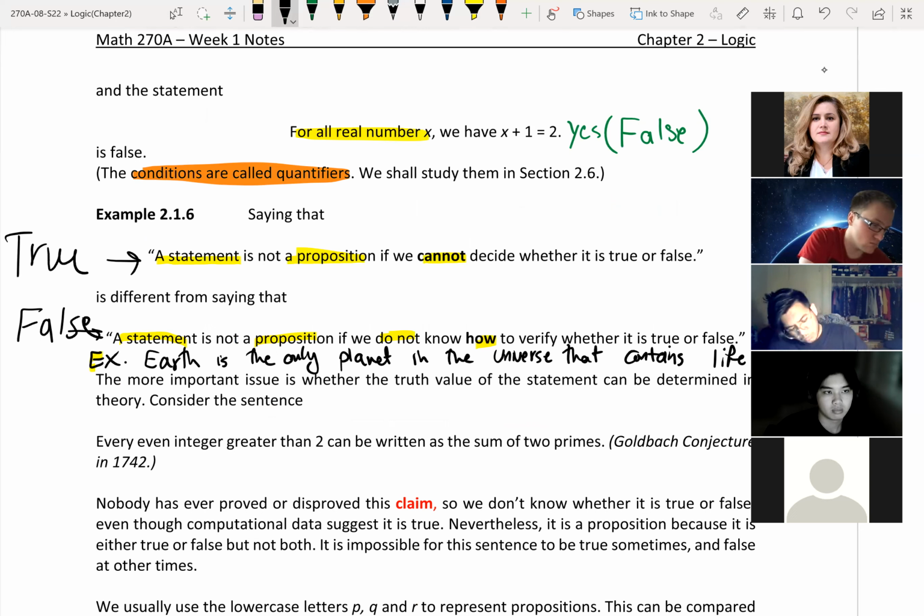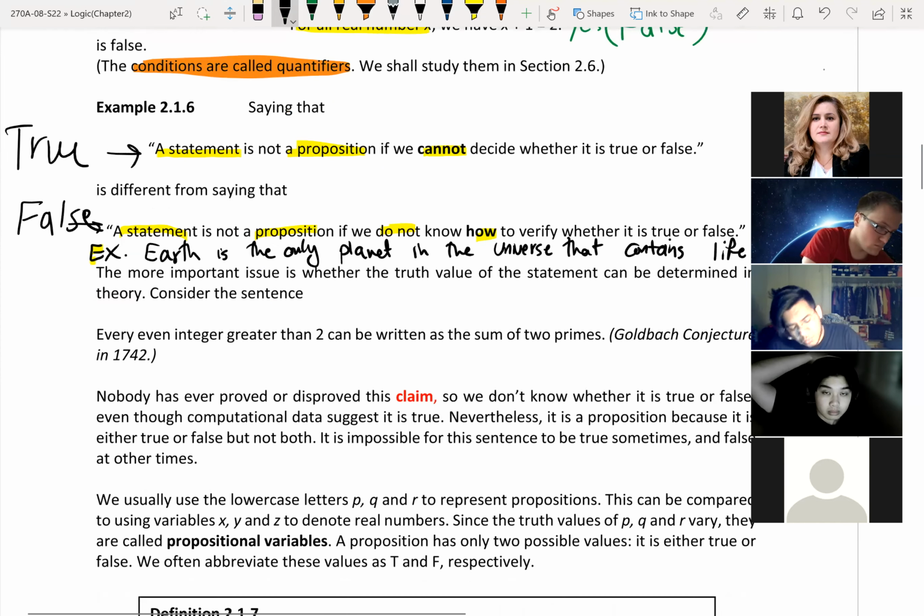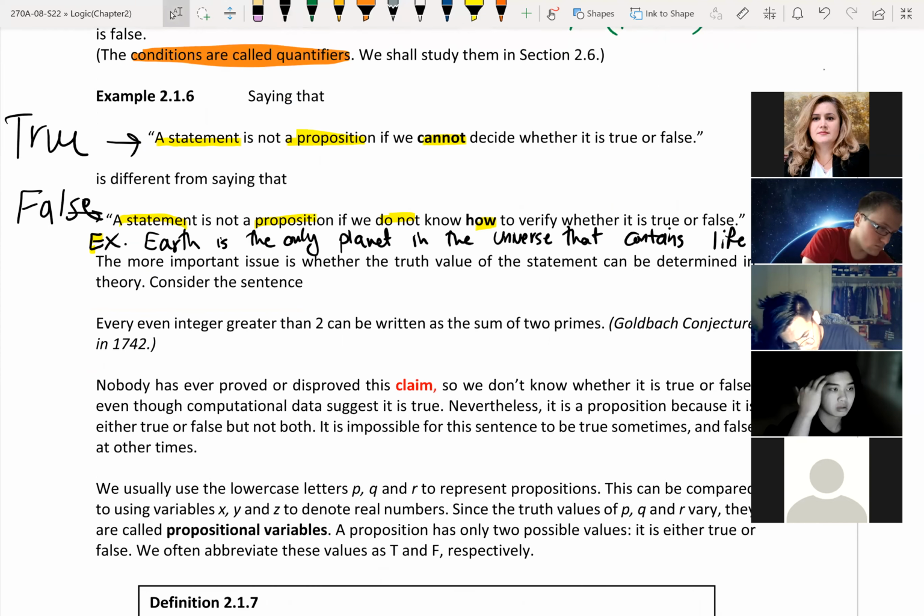Something is not a proposition if you can't decide whether it's true or false. But if you don't know, maybe somebody else knows. Okay, so that was my example. There's another example in your lecture note. This is one popular open problem from 1742: every even integer greater than 2 can be written as a sum of two prime numbers.